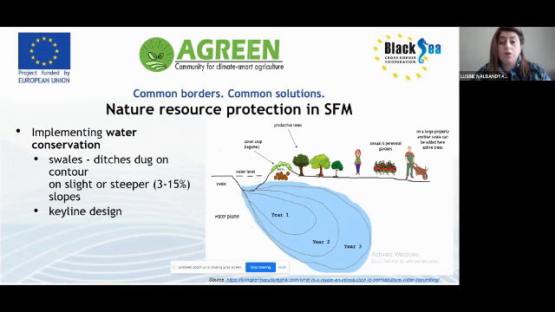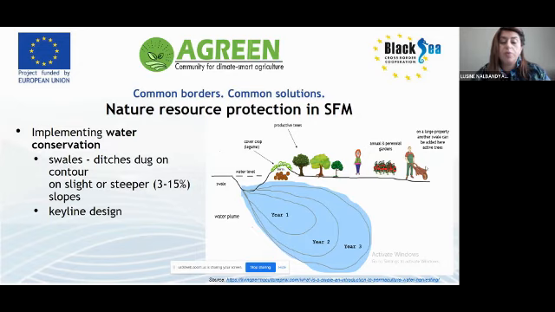I wanted to bring two nice examples, not very commonly used, but very important to help to sustain water in agroecosystems. One of them is so-called swales, which are ditches dug on the contour on slight to steeper slopes, like 3 to 15%. It will prevent the water from rushing into the valleys, while spreading in these long ditches. The rainwater will infiltrate into the soil and will be stored there.